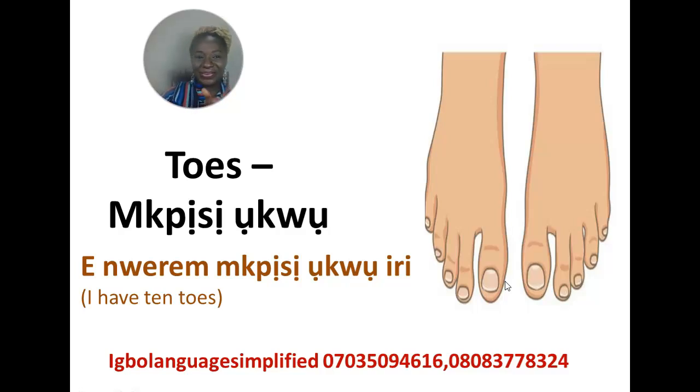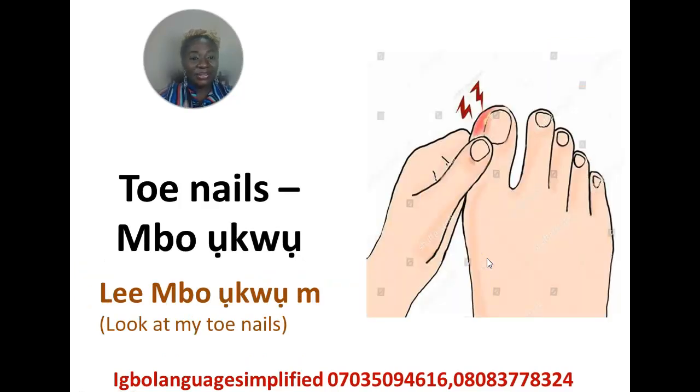Now toes is mkpịsị. Toes. Mkpịsị. Let's make a sentence. You ready? Enwere m mkpịsị ụkwụ iri. I have 10 toes. Touch your toes. Enwere m mkpịsị ụkwụ iri. Good job. And the next one is toenails.